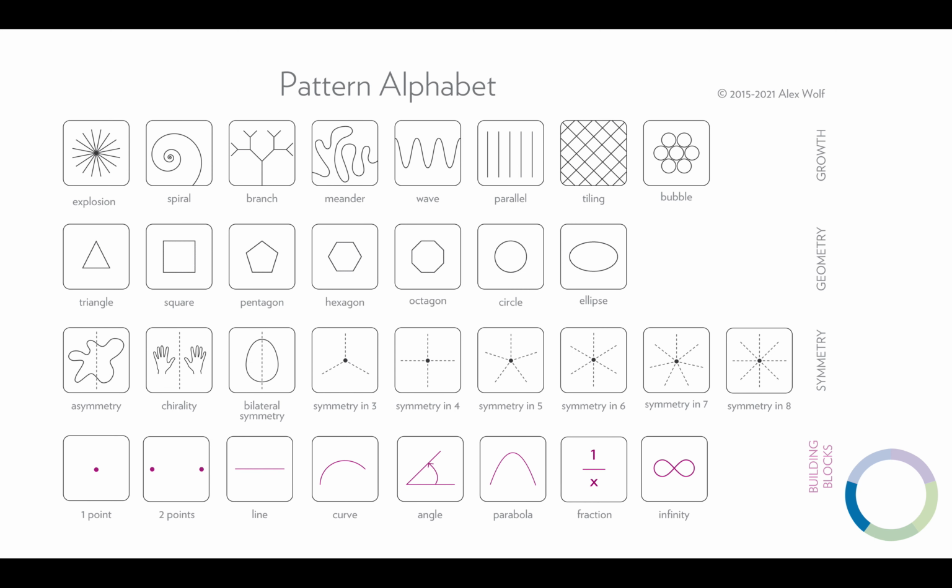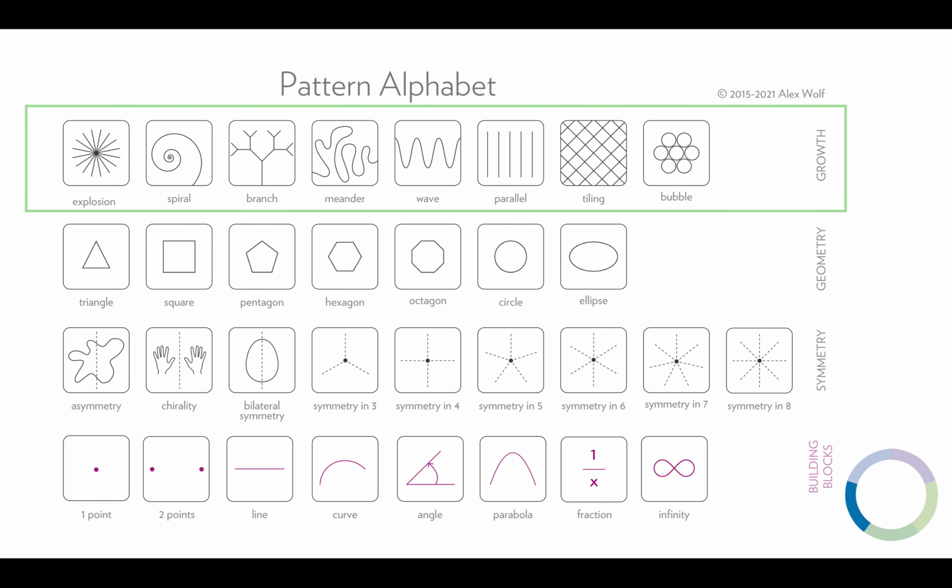To refer back to the pattern ABC chart, we can see that there are 4 main categories with patterns organized within them. For this presentation, I've selected growth and the symmetry sections for activity booklet sample designs.